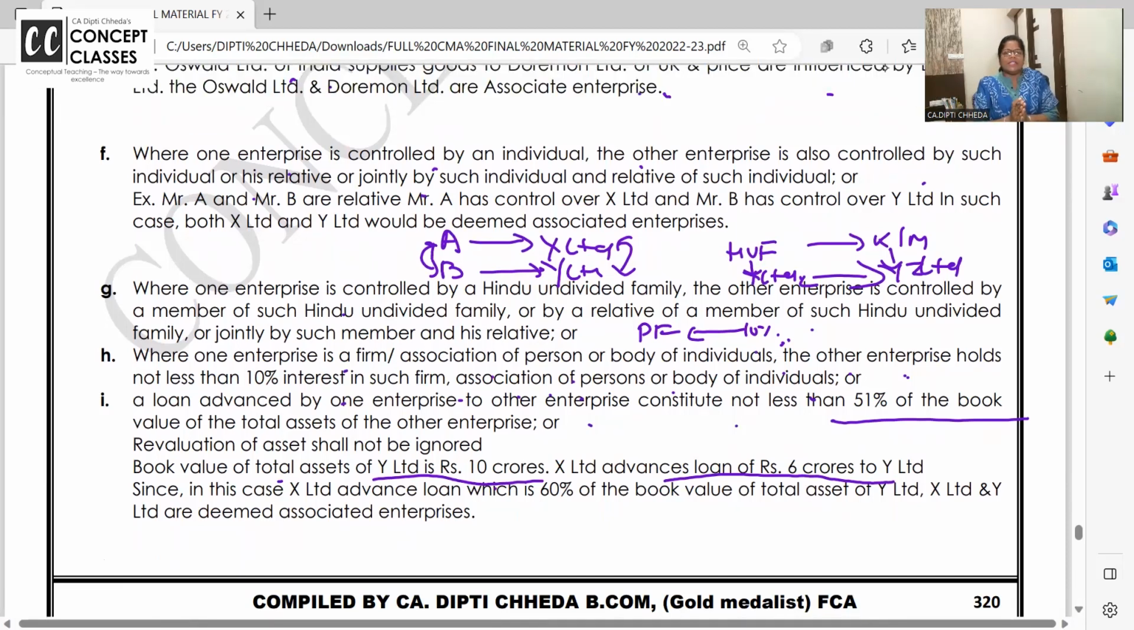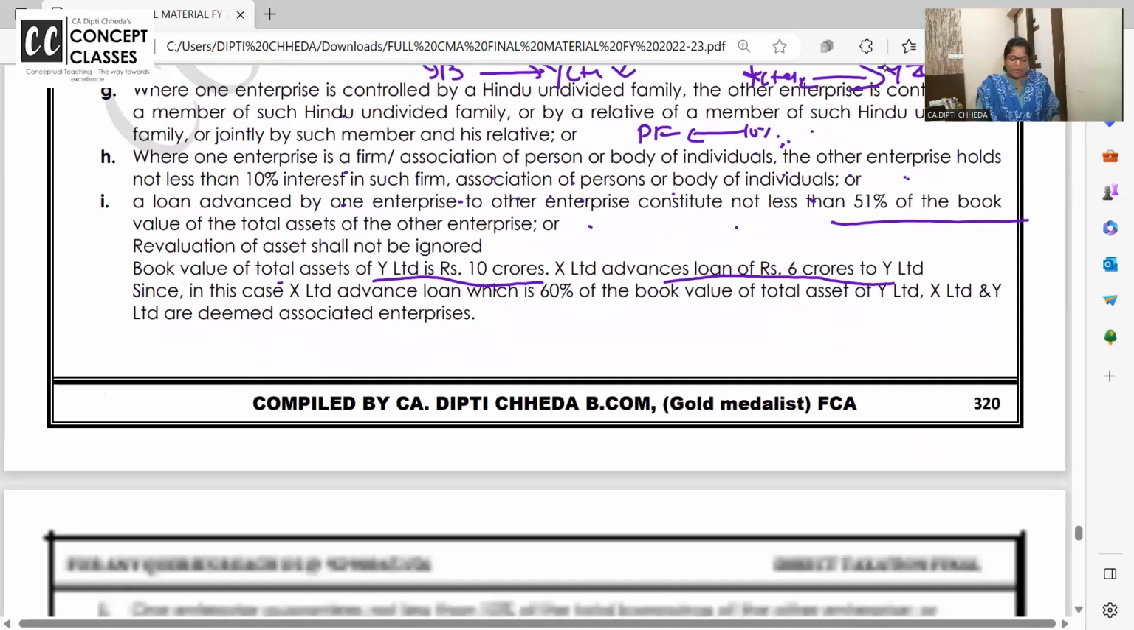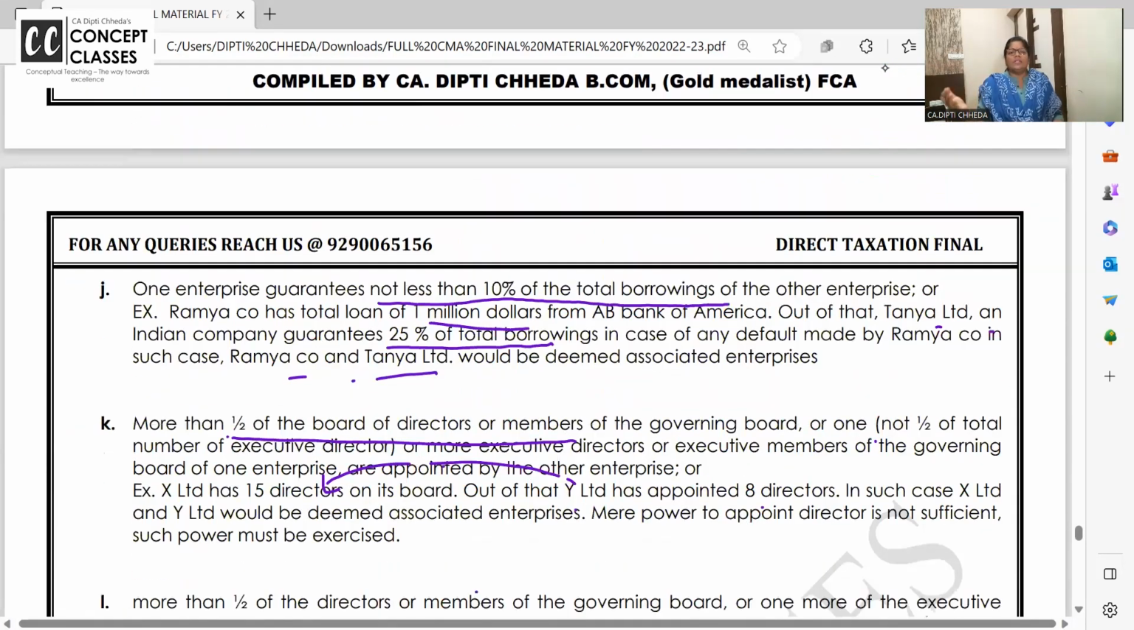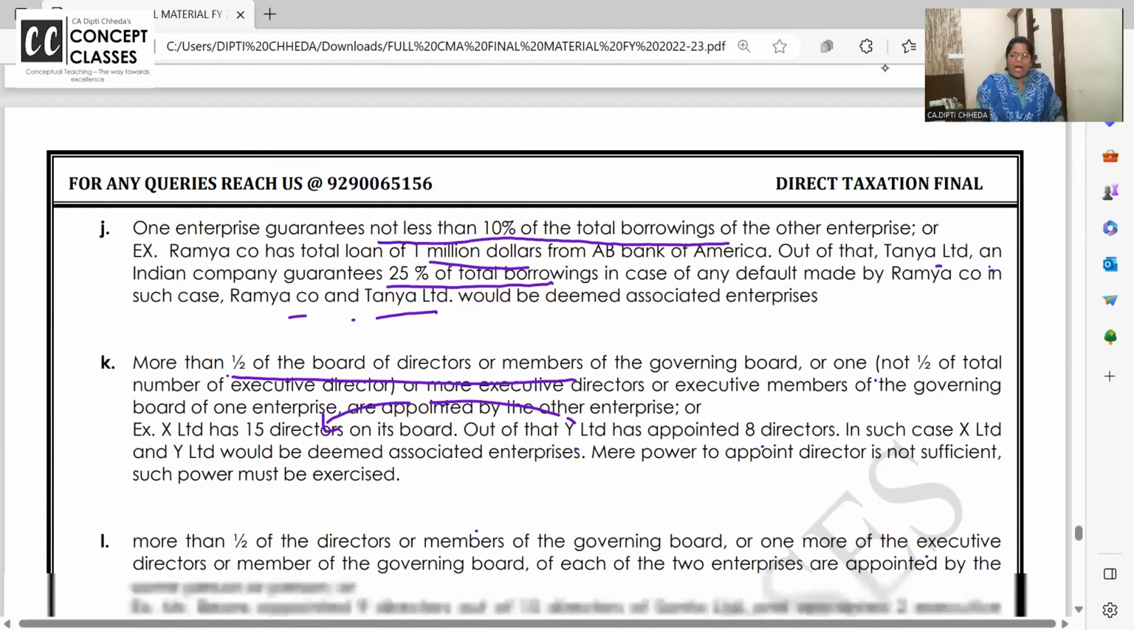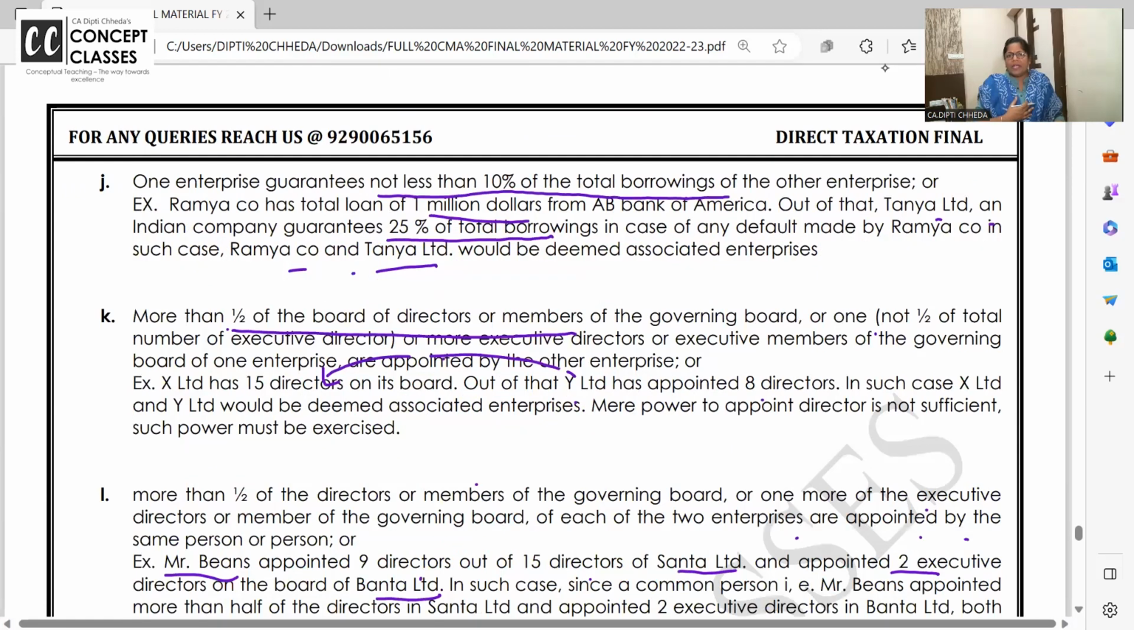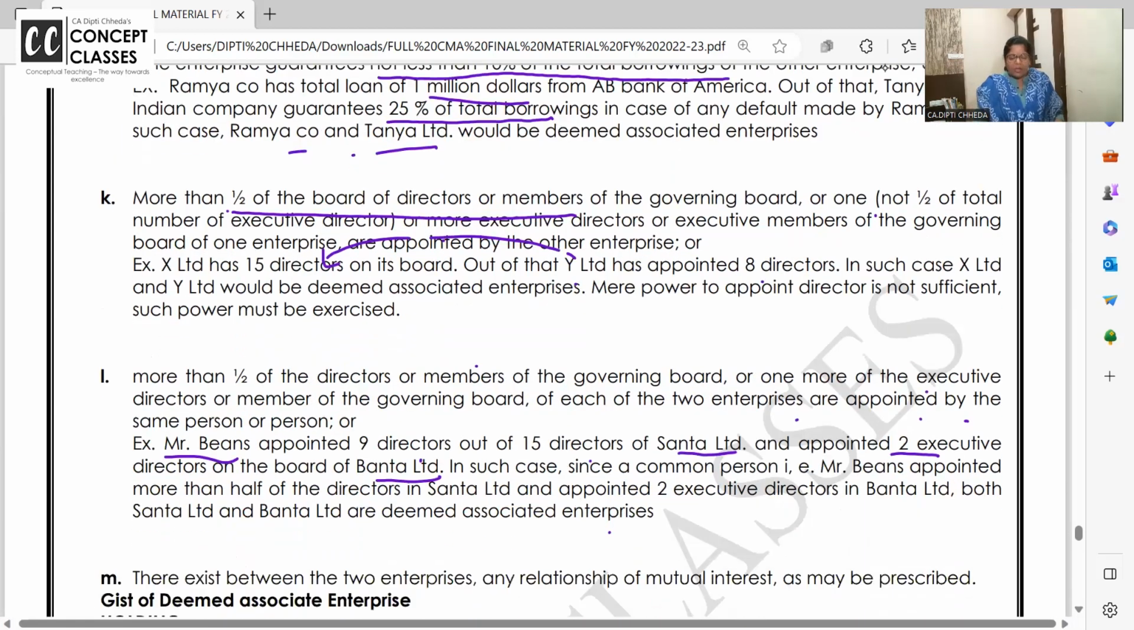So both these companies are related. One is a partnership firm, another is holding more than 10% share in the firm, and they are related. If we are giving a loan to another company of more than 51% of total assets, then we are associate enterprises. Or a guarantee to other companies of more than 10% of their borrowings with a third party. If we are appointing half of the directors of the other company, or at least one of the executive directors directly, or a third person is appointing more than 50% directors in two companies.